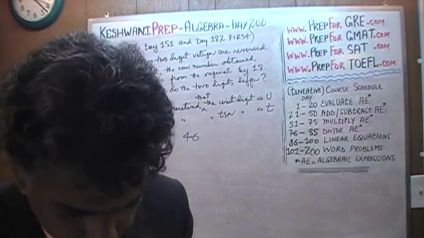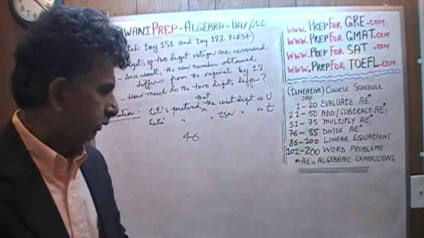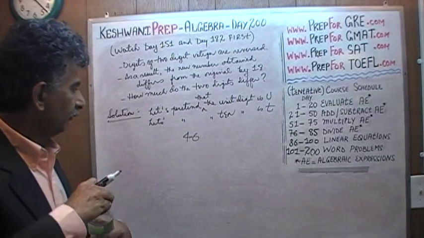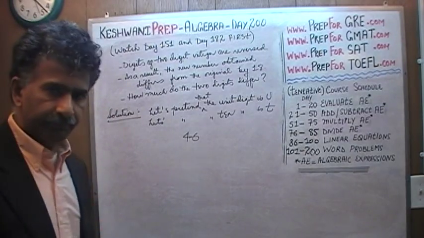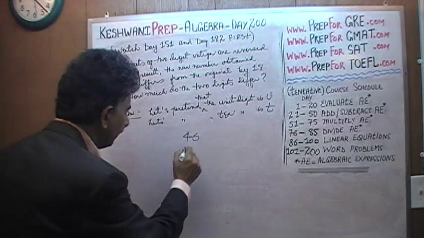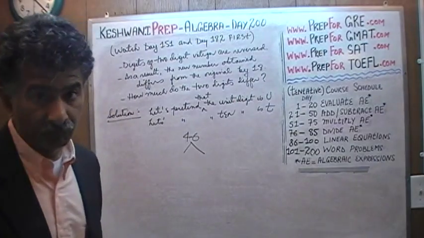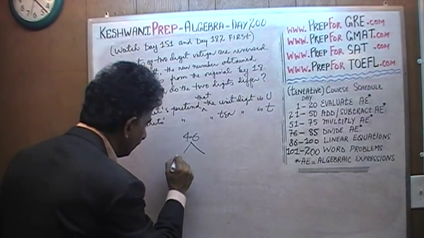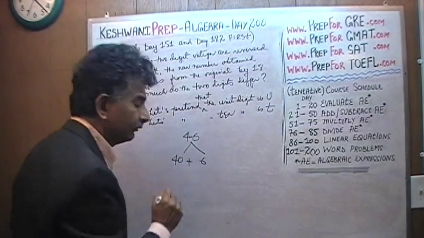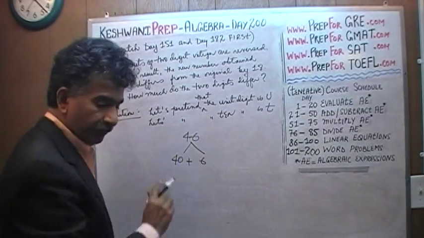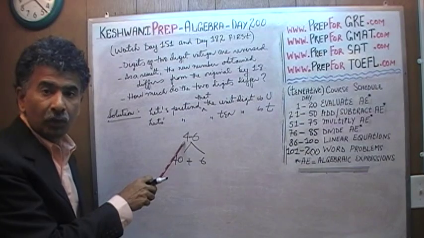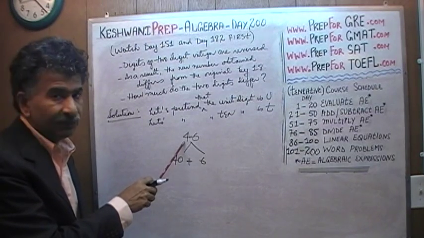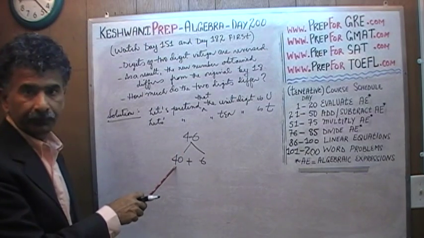You see, the 46 is actually made up of, the reason why it's called 46 is because it's made up of a 40 and a 6. That 4 is not a 4. That 4, by virtue of being in the ten's place, is not a 4, it's a 40.